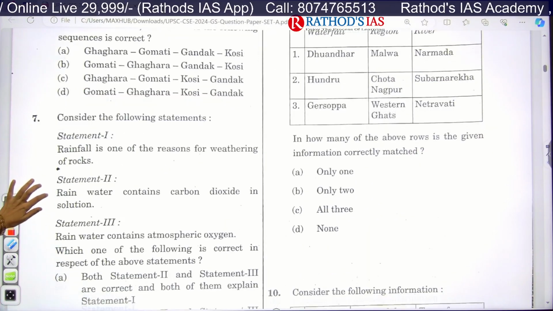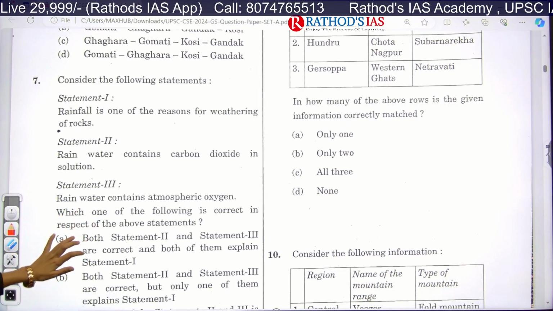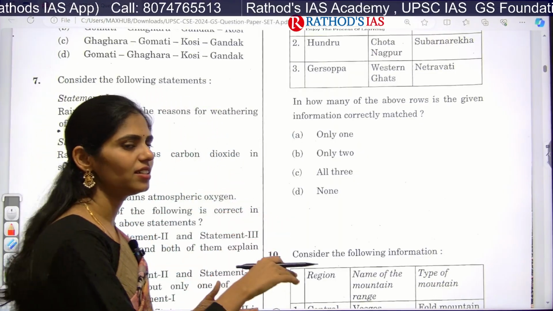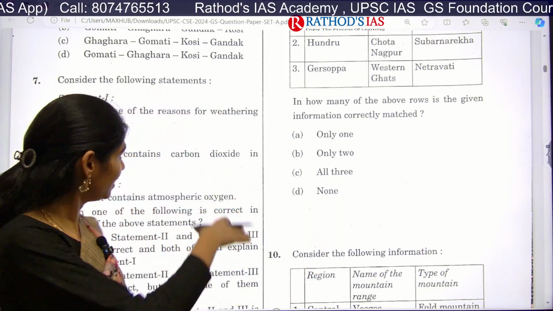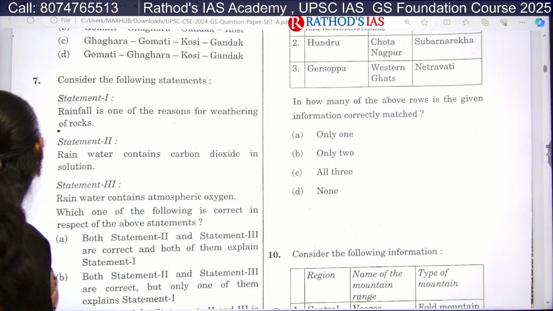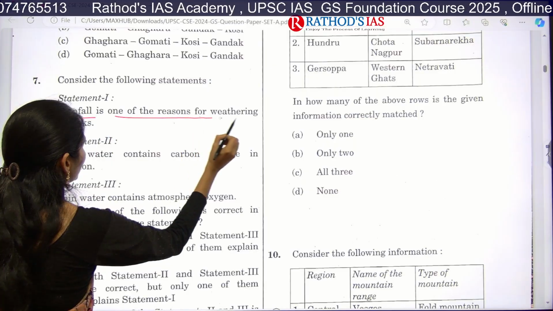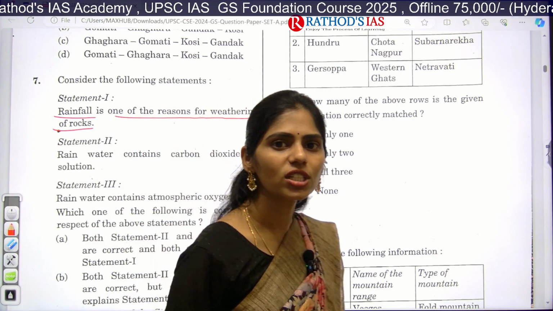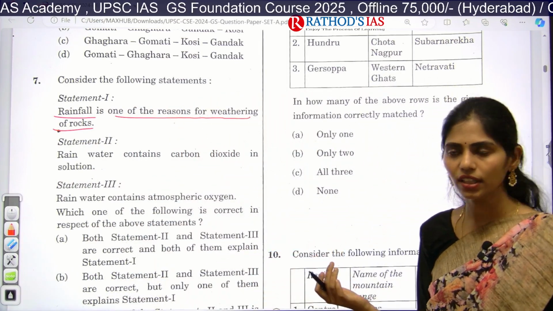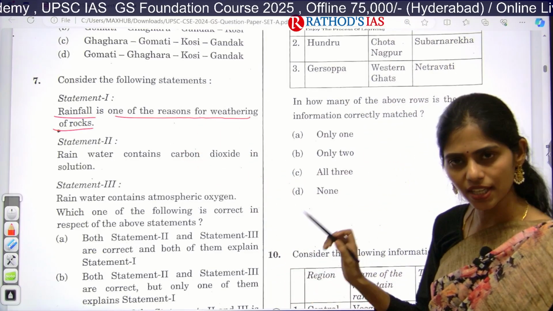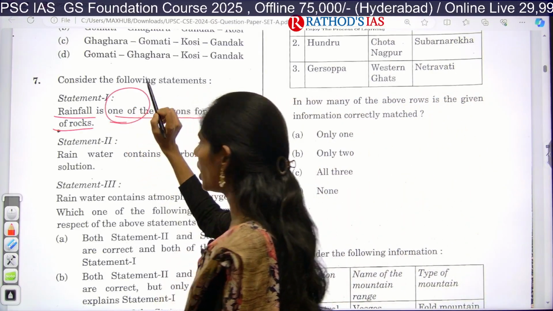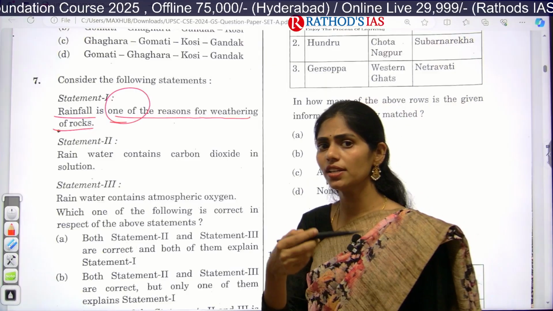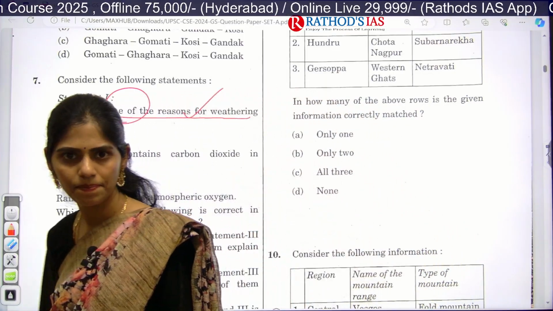And the next one: consider the following statements. Again, a statement-wise question. This year I can find a good number of statement-based questions. Last year there were very few, but now, in these 10 questions, this is the third one. Statement 1: rainfall is one of the reasons for weathering of rocks. Whenever we talk about the weathering of rocks, we have biological, chemical and physical weathering. So yes, rainfall is one of the causes. It says one of the reasons, not the only reason. So it is a general statement, and whenever there is a general statement, we can assume it as correct.